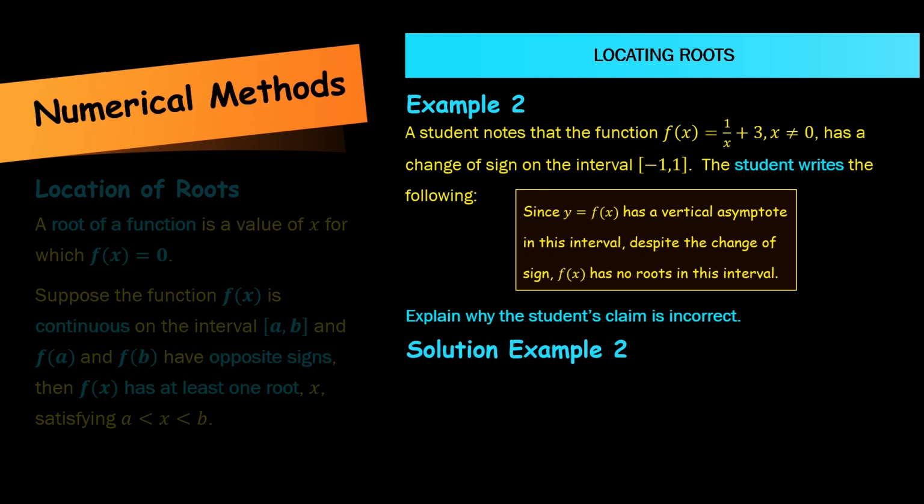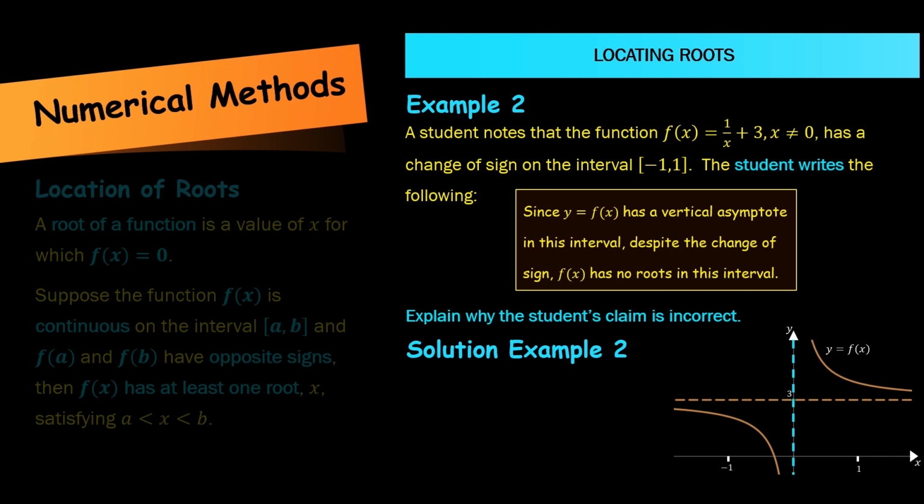So let's solve this. Here's a sketch of the curve. Notice that there is an asymptote at y equals 3. There is also an asymptote at x equals 0. If there is a root in this interval or anywhere in this graph, then f of x equals 0 at that point.